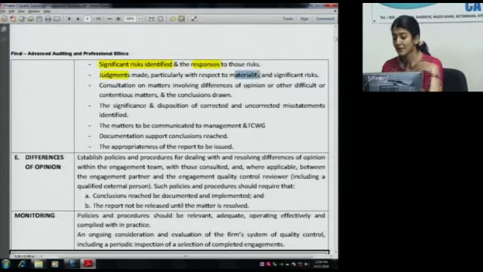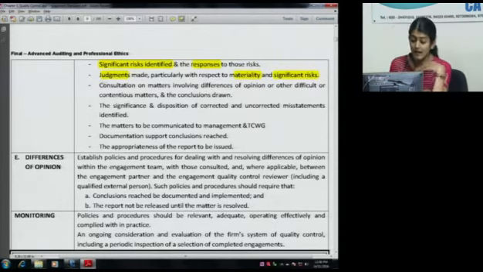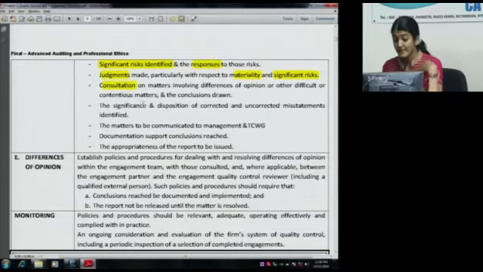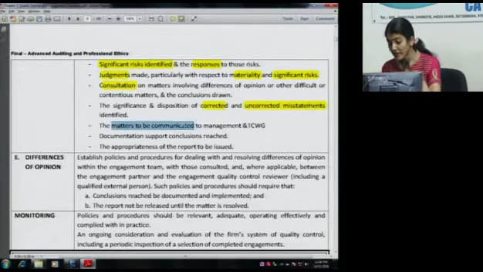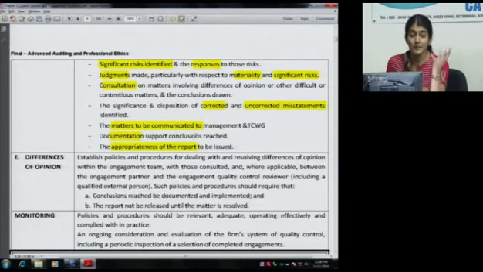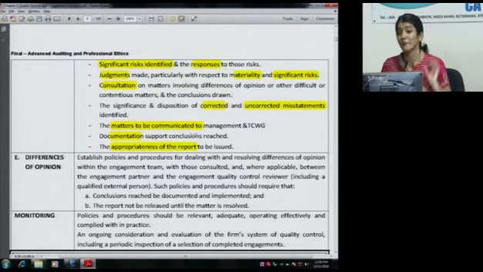Judgments made, particularly with respect to materiality and SR. Consultation on matters involving differences of opinion, experts' work, significance and disposition of corrected and uncorrected misstatements. Do you understand? Corrected and uncorrected misstatements, significant risk, response, 3 best friends, 315, 330, 450. Matters to be communicated to management and TCWG, documentation supports the conclusions reached, and most important, the appropriateness of the report to be issued. Okay, whether the report being issued by the engagement partner, the firm, whether the report is appropriate.